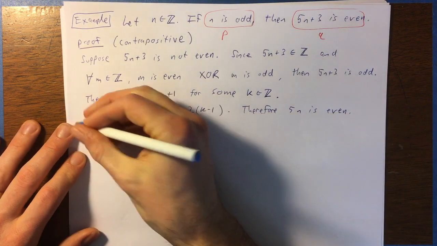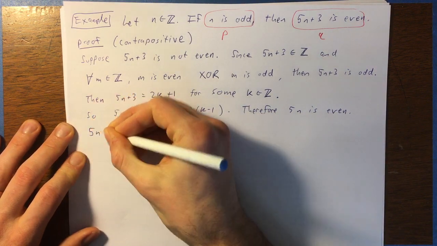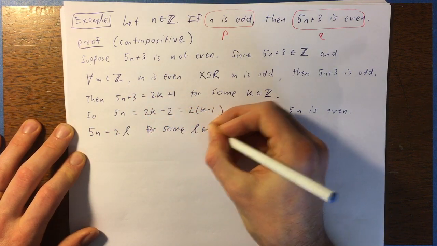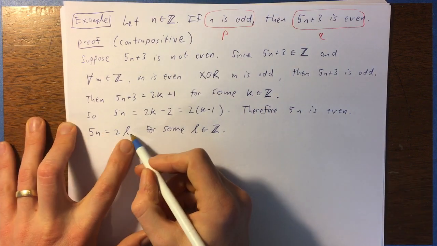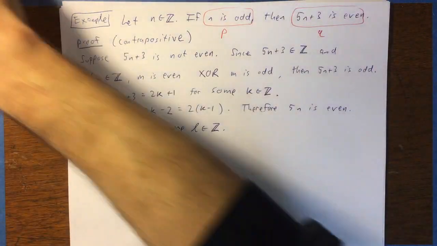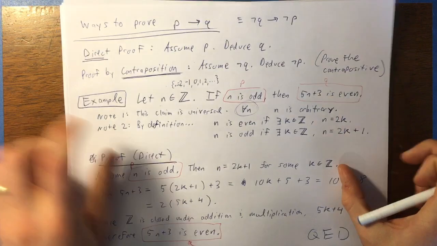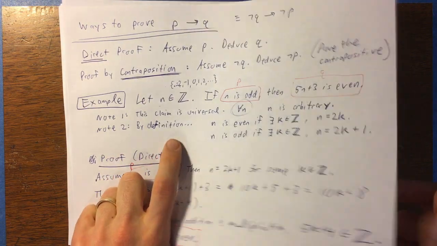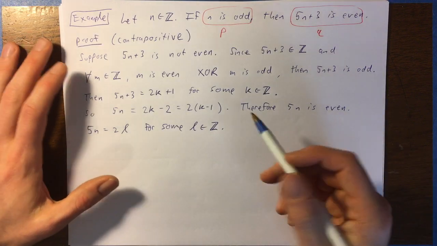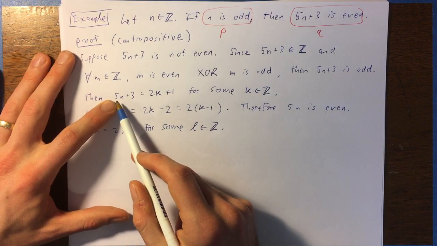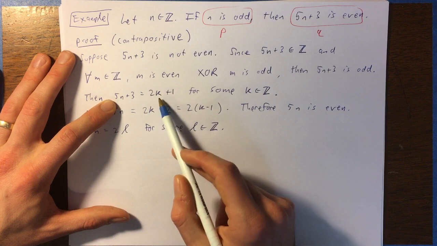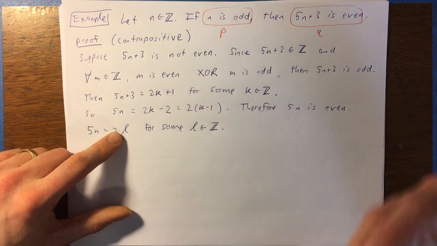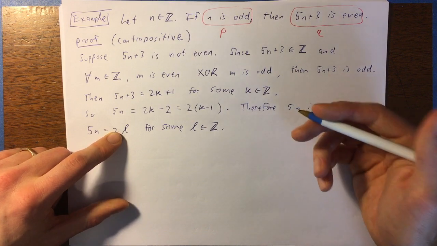And now I'm going to write 5n equals 2l for some integer l. Now, why didn't I write 2k? Because the definition said, if n is even, then it's 2 times k for some integer k. Well, I didn't use k because I'd already used k for something else. Back here, when I was saying that 5n plus 3 is odd, I used a k that time. I don't want to use k again, because if I use k for two different numbers in the same proof, that could get confusing.